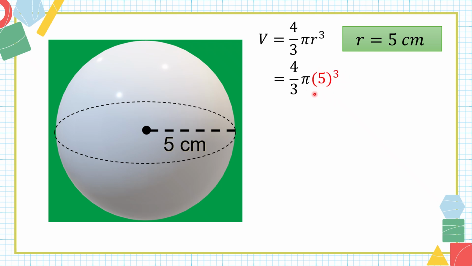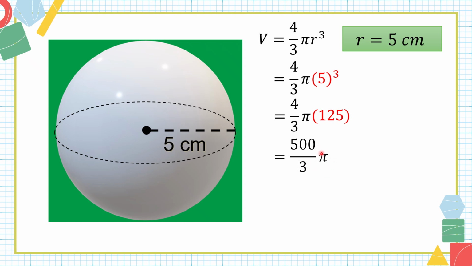Ito muna ang ating isosolve or isi-simplify. The expanded form of the quantity 5 cubed is 5 times 5 times 5. So 5 times 5 times 5, the answer is 125. Okay, unahin natin yung 4/3 times 125. Okay, para pagka ang tanong is, what is the volume in terms of pi, makukuha kagad natin. So let us multiply 4/3 times 125. That will give us 500/3.